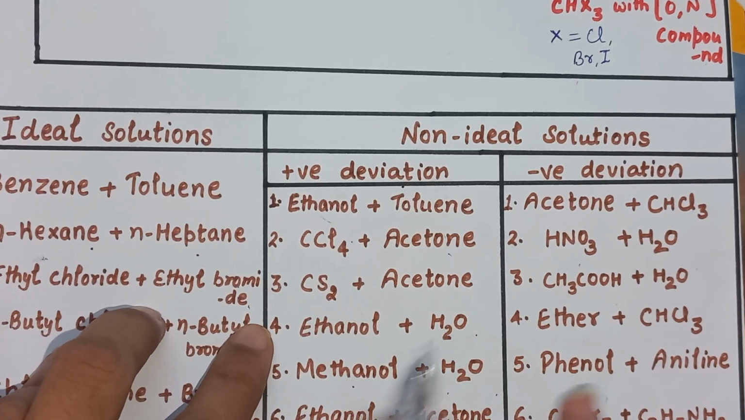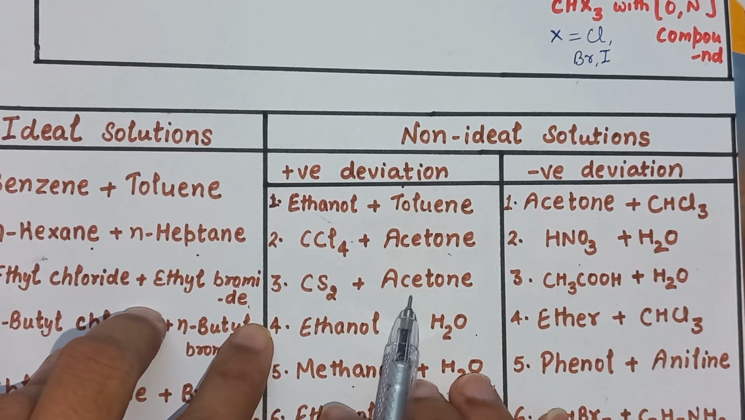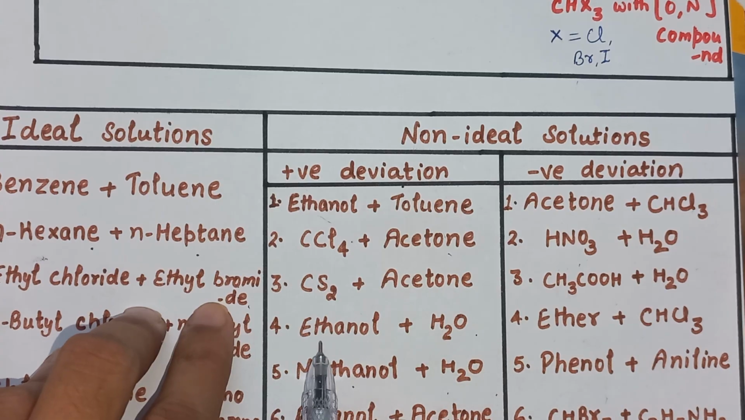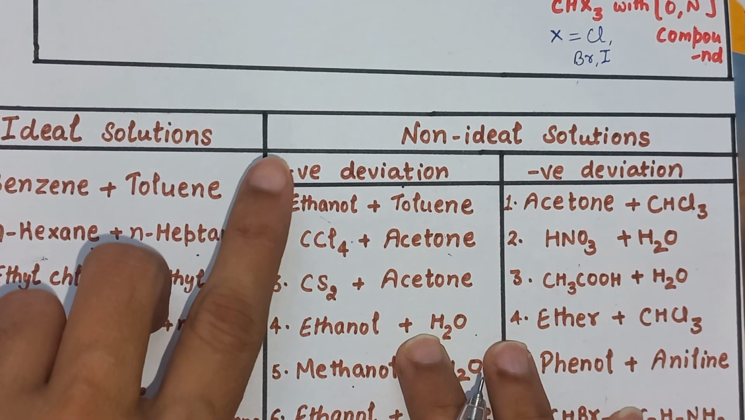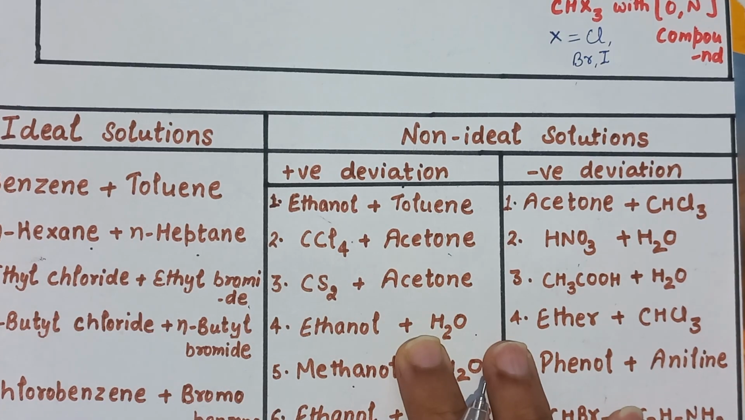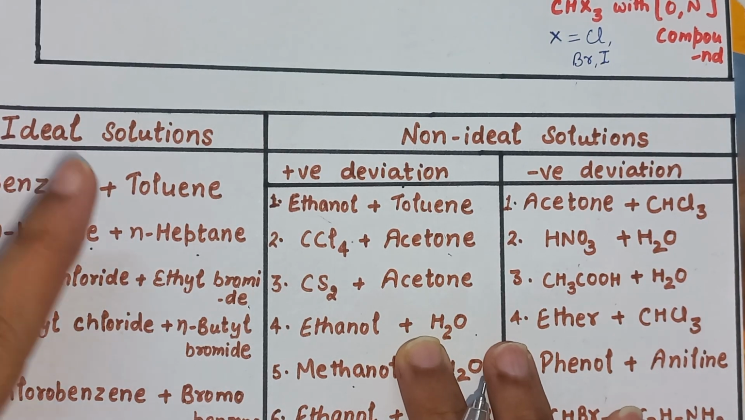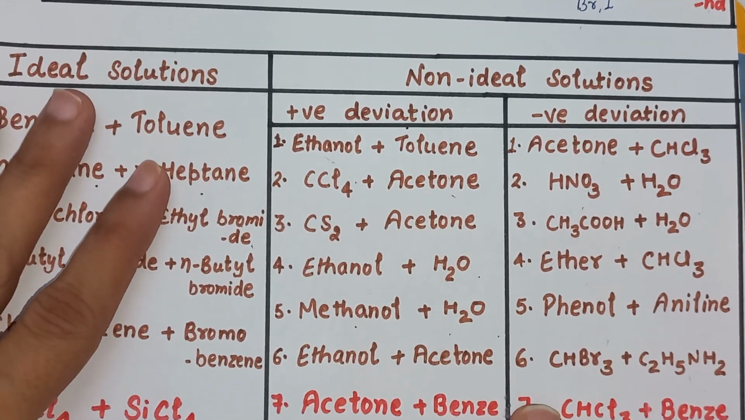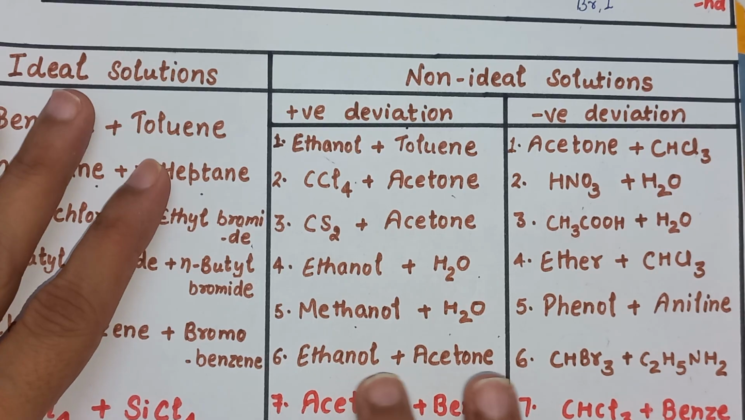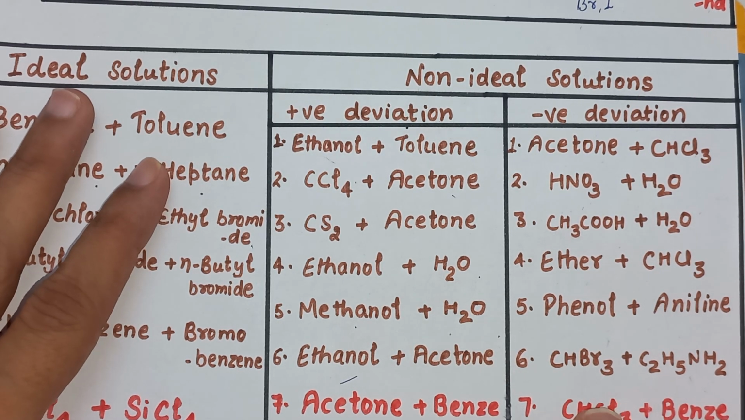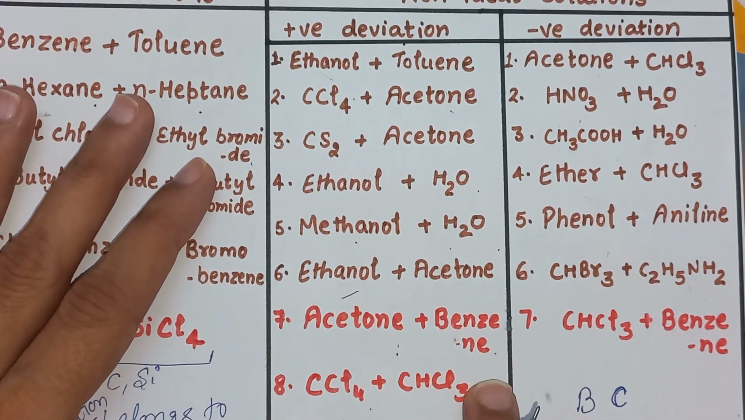The next example we have the carbon disulfide plus acetone. The next one we have ethanol plus water. They are also the example of the non-ideal solution, shows the positive deviation from the ideal behavior. The next one we have ethanol plus acetone, as the ethanol is an alcohol. In this case we have the two exceptions are there.